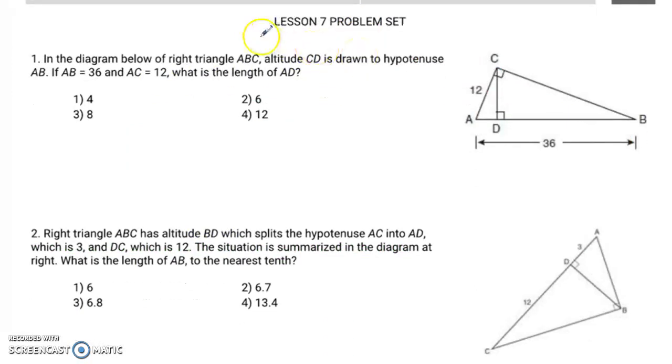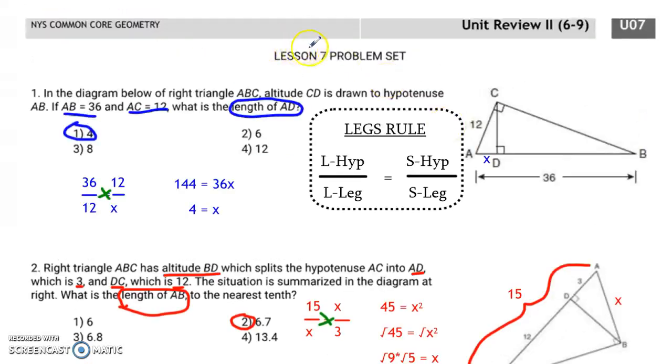Again, pause the video, take a look, and then come back when you are ready. Alright, in lesson 7, it was all about the legs rule. I modified the legs rule a little bit so it's a little bit more easy to see. We're talking about the large hypotenuse over the large leg equals the small hypotenuse over the small leg. So in this case, we're talking about the large hypotenuse, which is 36 here, divided by the large leg, which is 12. So that's 36 over 12.